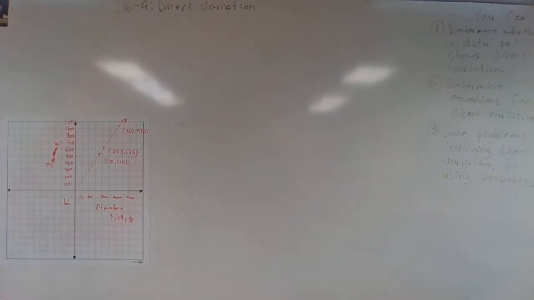So if something shows direct variation, a good way to test it is to make a graph that shows the relationship between my x point and my y point. And in this case, my x points are going to be the number of tickets sold, and my y coordinates will be the revenue. Right, so that's my two coordinates, and I can plot that.